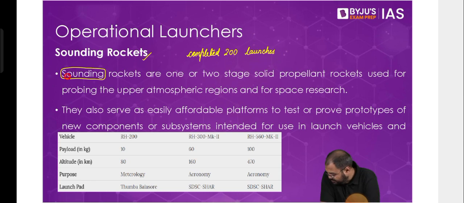Rohini is an example of this rocket. Yes, you can see that. Most of you are going in the wrong direction, relating it to sound, but the meaning of sounding is to experiment. To sound means to experiment. So that's why these are sounding rockets. All right, sounding means to experiment.